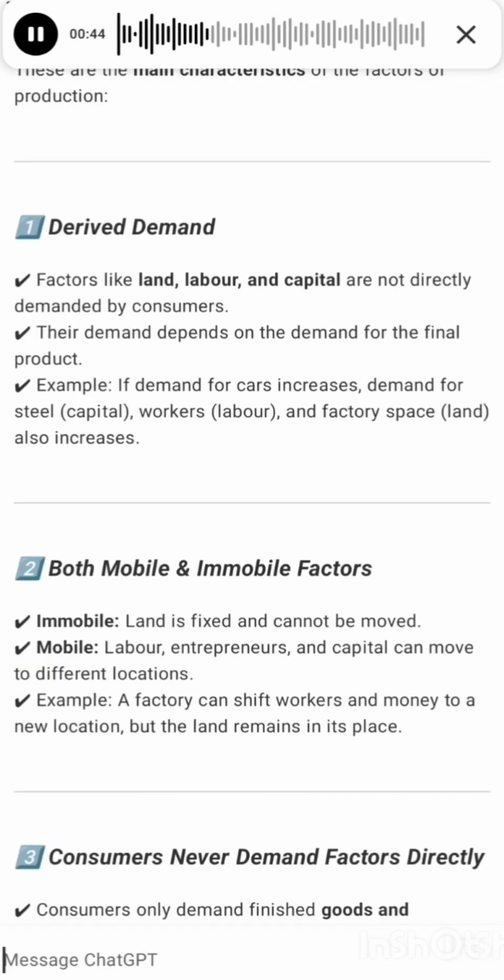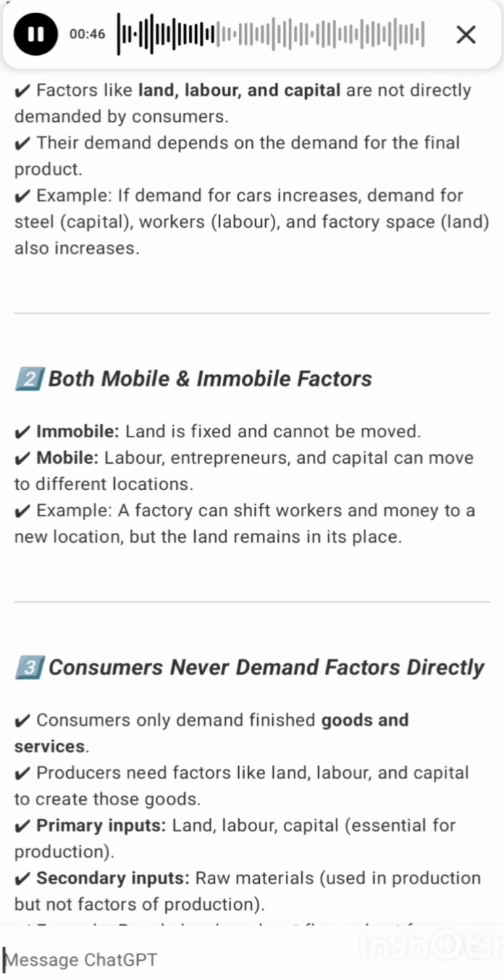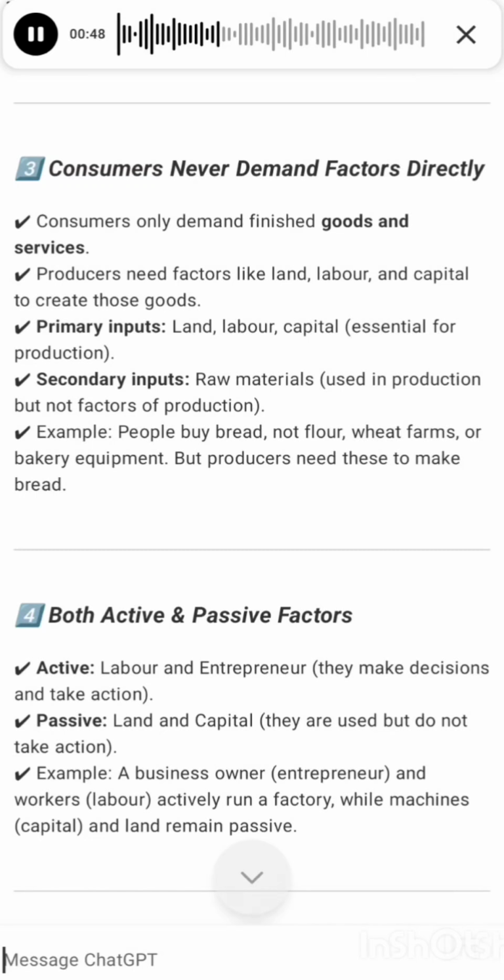Consumers never demand factors directly. Consumers only demand finished goods and services. Producers need factors like land, labor, and capital to create those goods. Primary inputs: land, labor, capital, essential for production. Secondary inputs: raw materials, used in production but not factors of production. Example, people buy bread, not flour, wheat farms, or bakery equipment, but producers need these to make bread.